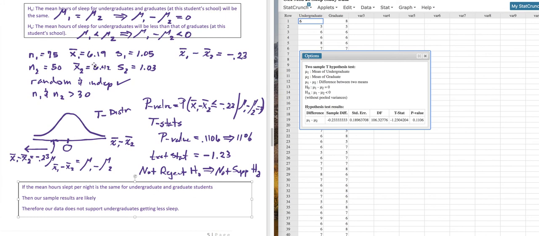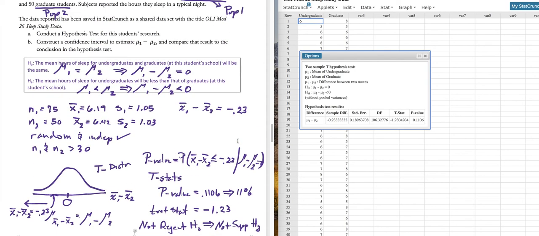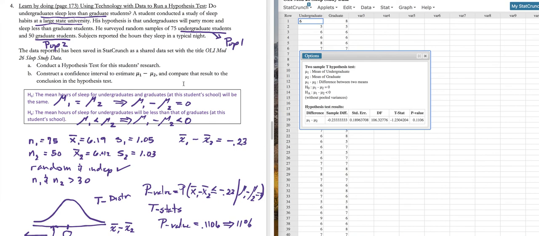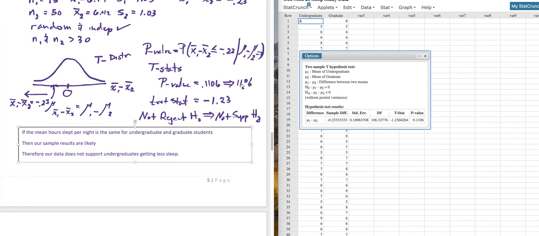It is absolutely true that in our sample, the sleep for undergraduates, that average amount, 6.19, was less than the average amount for the graduates, 6.42. But what this hypothesis test has shown us is that it's not that much variation to lead us to believe that there's a difference in those population values. It is simply the variation that we expect to see from sample to sample. The other thing that we were supposed to do here was to take a look at the confidence interval and see how those things go together.